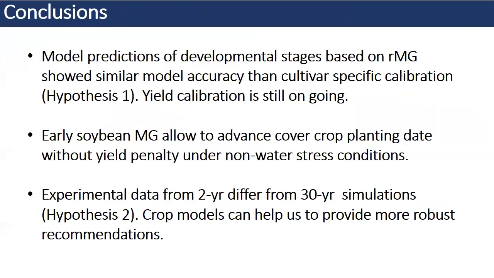So as final conclusions, model prediction of developmental stages based on relative maturity group shows similar accuracy to cultivar-specific coefficients, supporting our first hypothesis. Still, there is calibration ongoing for yields. Early soybean maturity groups were able to advance cover crop planting date without yield penalty under non-water stress conditions. And finally, experimental data from 2 years differ from 30-year simulations, supporting our hypothesis too. And we can use crop models to provide a more robust recommendation.